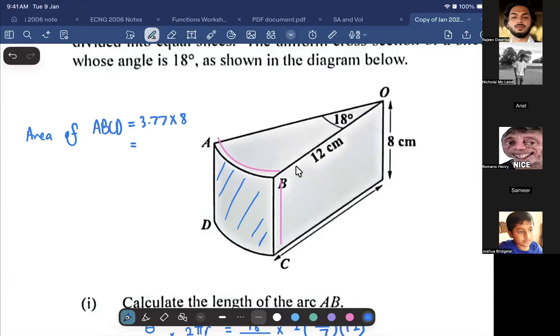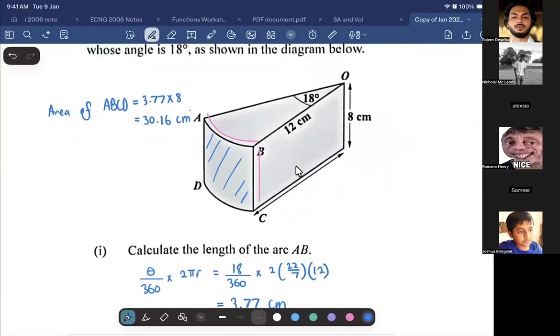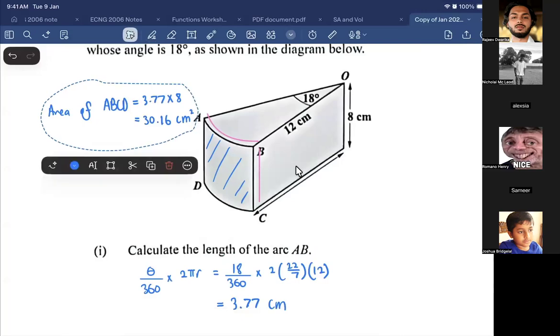30.16. What did you get? 30.6? It's supposed to be 30.16. Oh, because 8 by 3 is 24 minimum. Yes, sir. It's supposed to be 30.16. And since we're finding an area, the unit will be centimeters squared. Cool.